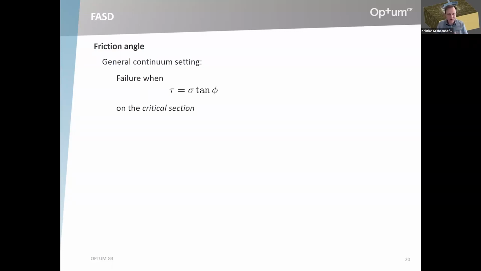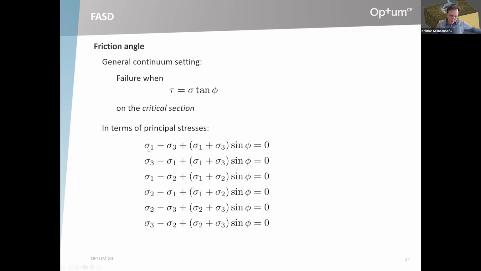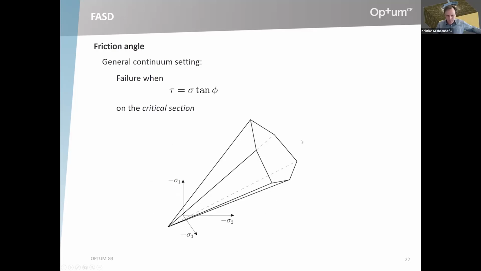So again, it is essentially a 2D criterion that you can then generalize to 3D, and you can write it in terms of principal stresses as well. That's not exactly a trivial exercise, but it can be done. And you then get this Coulomb cone. There's some cohesion added here as well. You can, of course, do that.